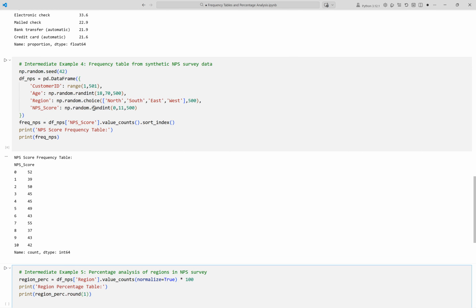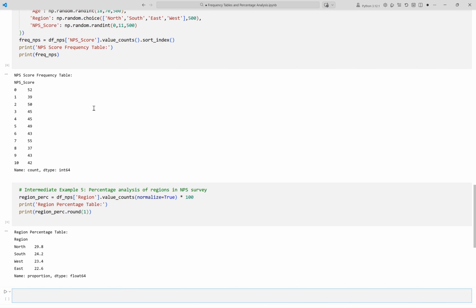Running the cell now. This output shows the percentage distribution of survey respondents across 4 regions, with North having the largest share at nearly 30%. The code's intent was to highlight how to convert raw counts into meaningful proportions, helping us see the relative size of each group in the market data. Noticing these percentages is key for understanding where most feedback comes from and for tailoring regional strategies accordingly.